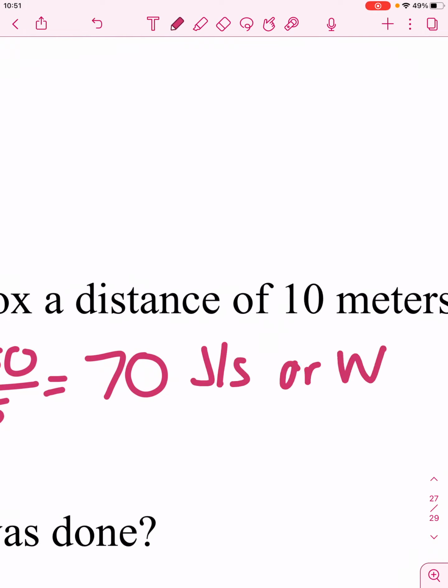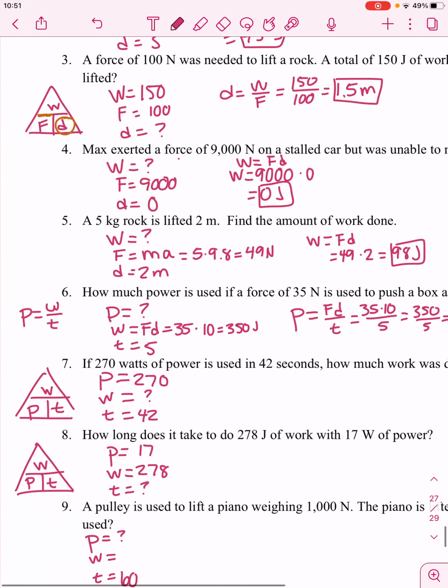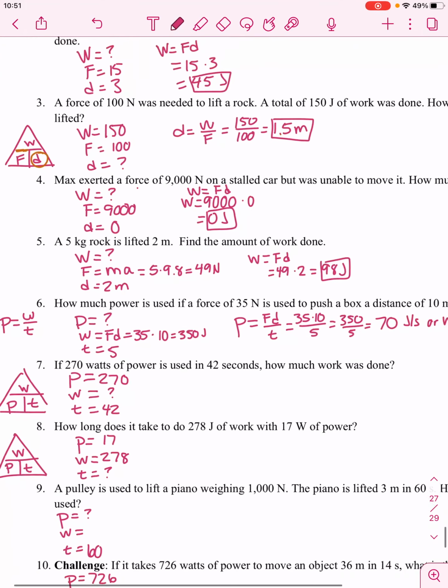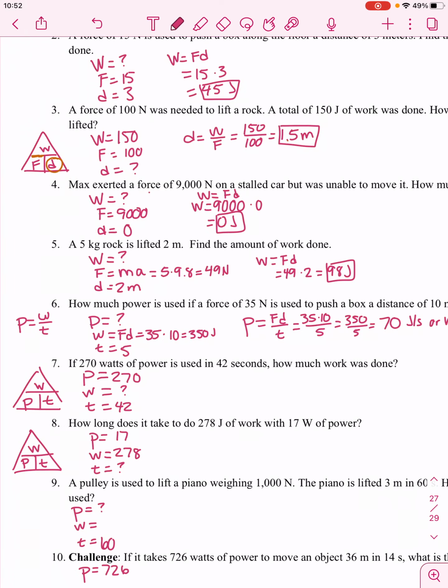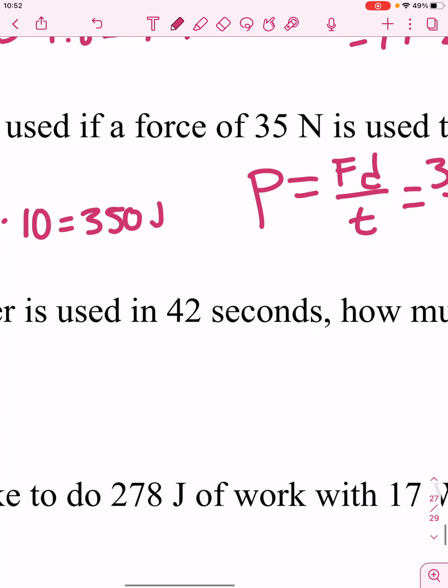All right, number 7 says if 270 watts of power is used in 42 seconds, how much work was done? In this case, I have my power, 270. I have my time. I just need to solve for work. So I'm going to rearrange the equation using the triangle method. I have W equals, and because P and T are next to each other, they'll be multiplied by each other. So W equals P times T, my power times my time. So I have 270 times 42.